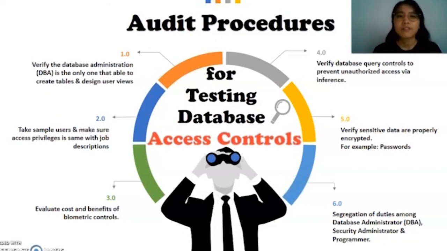Next, the auditor can verify the sensitive data. For example, the auditor can verify the password to see whether the passwords are properly encrypted. And lastly, the auditor can see whether there is a segregation of duties among the database administrator, the security administrator, and the programmer. If there is no duplication of job or work tasks between the three of them, it means the company has good access control.